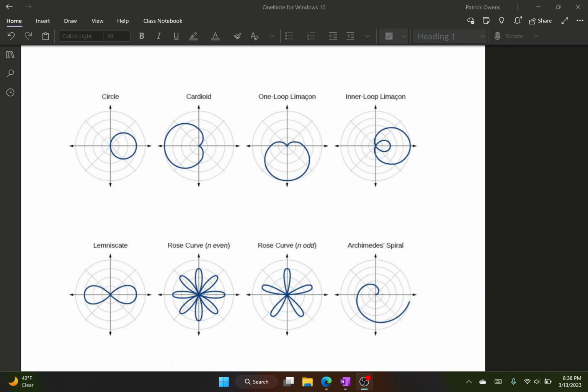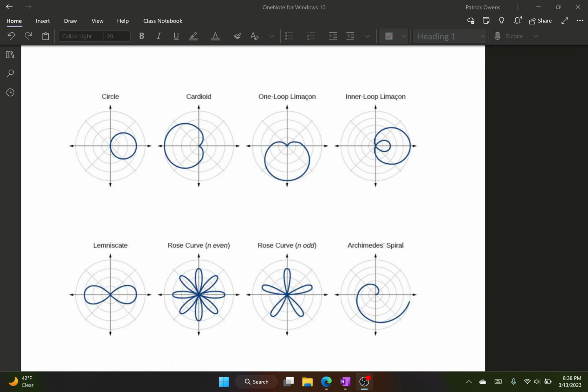Hello, today we are going to take a look at how to identify polar equations based on the equation and the graph, and be able to match some of those up, identifying the different characteristics in the equation and how they will show on the graph. First up, we are going to talk about circles.